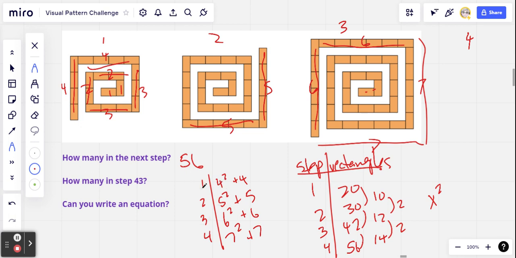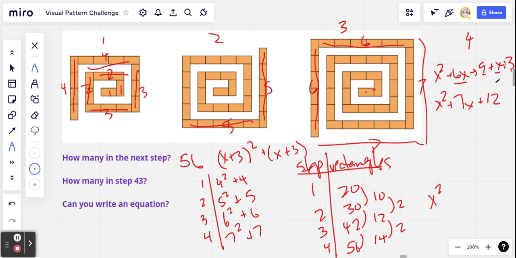And 4 is 3 more than 1, 5 is 3 more than 2, 6 is 3 more than 3. So it looks like we're adding 3 to this step number. So that'd be x plus 3, and then squaring it to get this first part. And then we're just adding that same thing again, plus x plus 3. All right, I'm going to run out of room here. Let me FOIL out this x plus 3 squared over here. That would be x squared plus 6x, and 3 times 3 is 9. And then I've got my plus x plus 3, and I can combine these like terms. So that's going to be x squared plus 7x, and then the 9 and the 3 is 12. So I think our equation is this: x squared plus 7x plus 12.